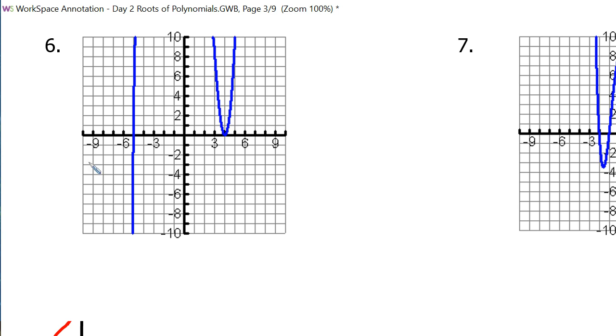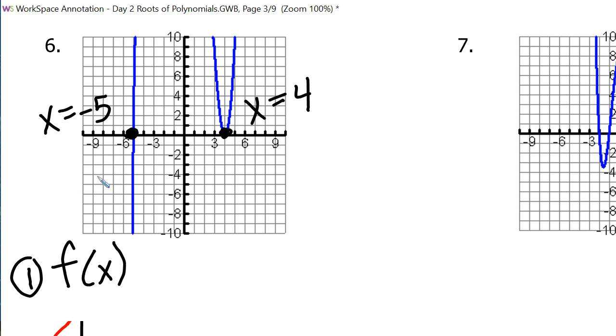Now number 6. What is this first x-intercept? Negative 5. And what is the next x-intercept? 4. So for our polynomial, not for our polynomial form, we start with the factored form first. Now, notice with this first x-intercept, how many lines are going through it? We have one line going through it.